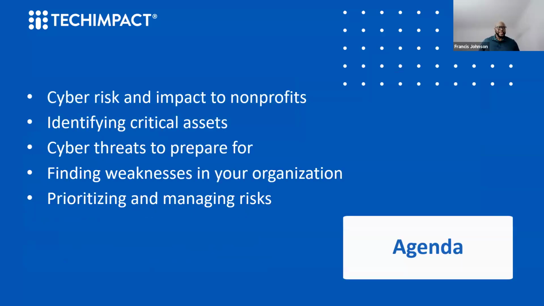Great. We're going to go over the agenda quickly here. We have quite a few slides of content. We're going to start with cyber risk, define that for you, and talk about the impact to nonprofits. Then we'll talk about identifying critical assets in your organization. We'll talk about the cyber threat landscape, the fact that it's ever evolving, and give you a few examples. Then, what do you do next? How you find weaknesses in your organizations and what to do about them. And last but not least, prioritization and management of risk.